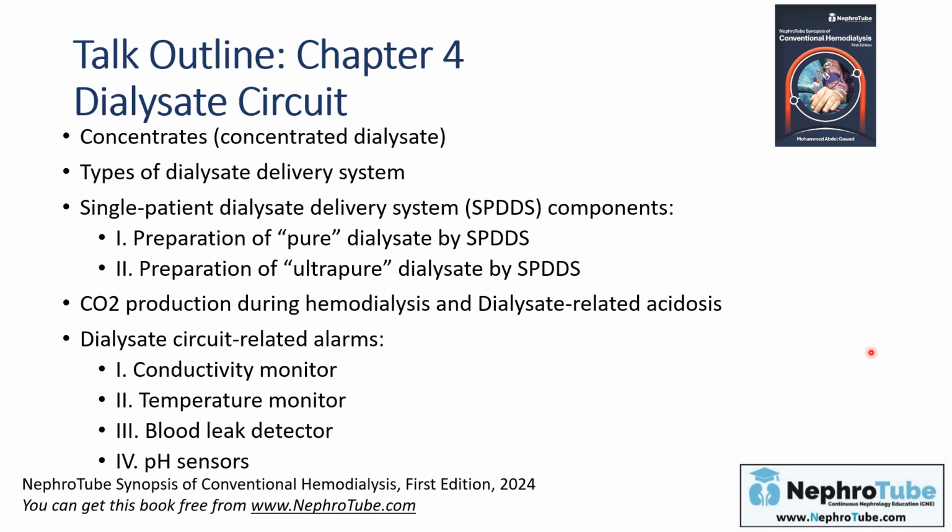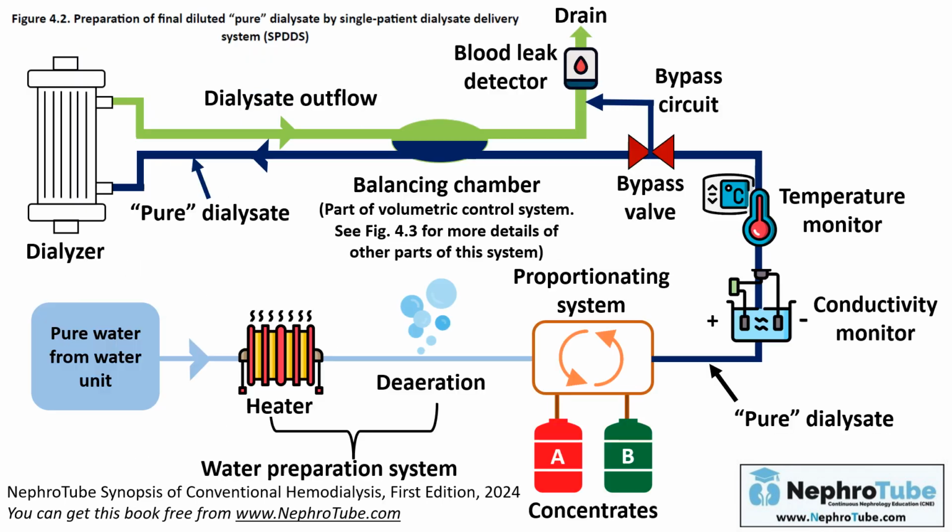The next and last point in this lecture is the dialysate circuit related alarms. Four alarms are related to the dialysate circuit. The first one is the conductivity alarm. This is the site of the conductivity monitor in the dialysate circuit, as we mentioned before.